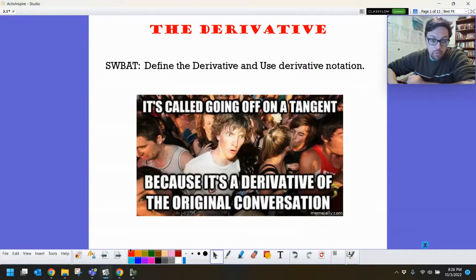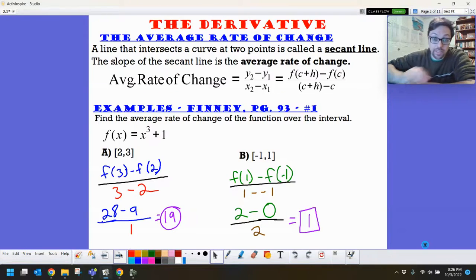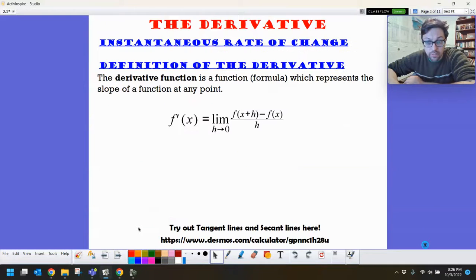Hello, in this video we're going to be talking about the derivative. It is a very important concept for calculus. We've talked about the average rate of change, which is basically slope. We want to try to find the slope of a curve. That is where the derivative comes in and the instantaneous rate of change.